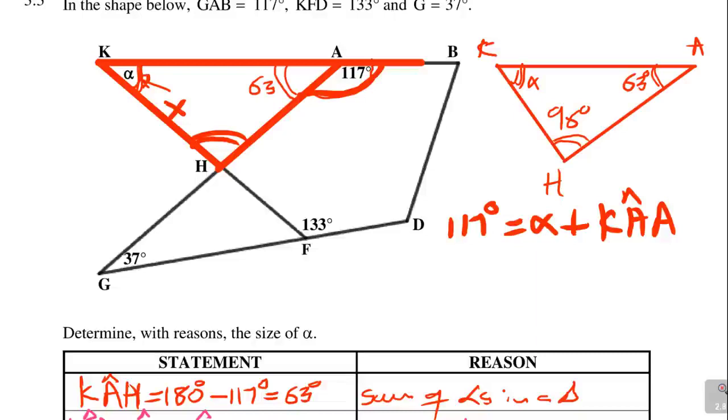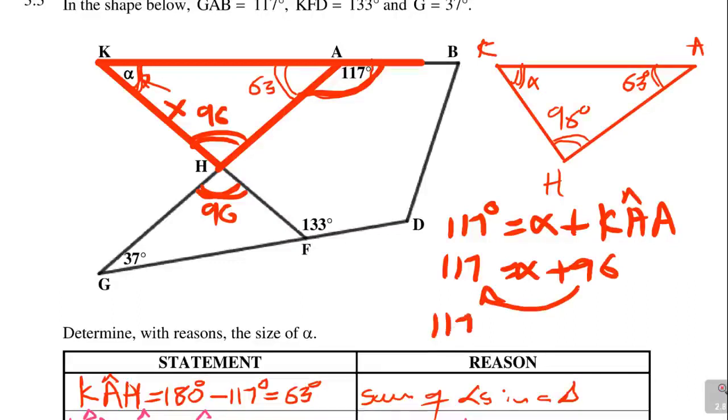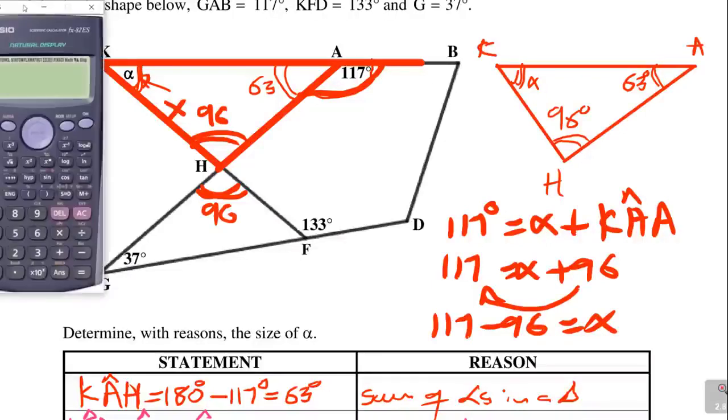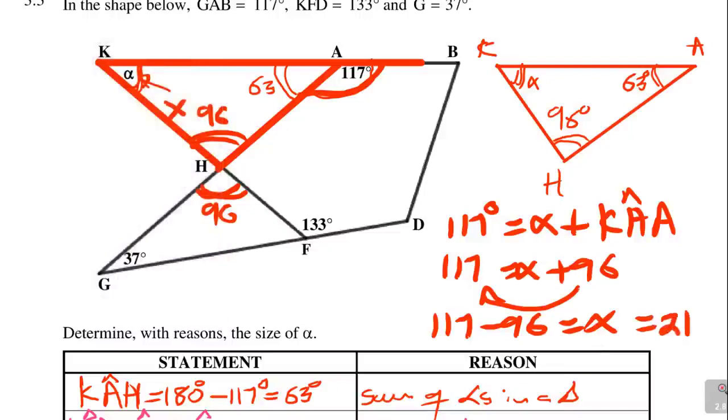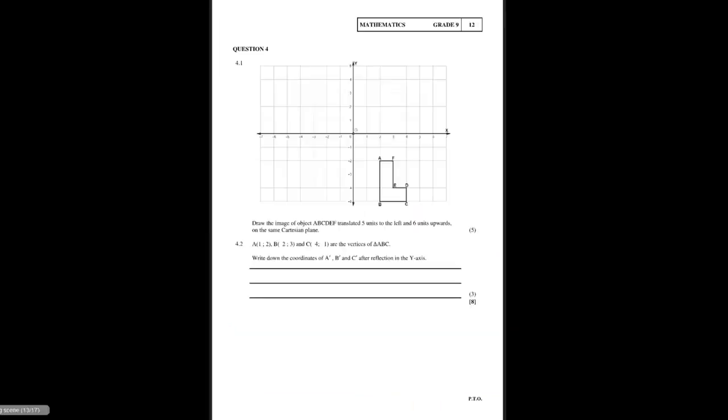You have to find the angle here. We found that it was 96. So 117 is equal to alpha plus 96, and then take 96 to the other side. So 117 minus 96 is equal to alpha. That was another way. When you subtract 117 minus 96, you get 21. So alpha is equal to 21 degrees. Trust me, there were actually different ways you could have done this.